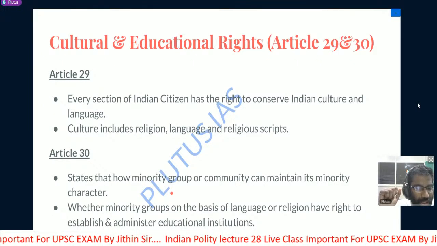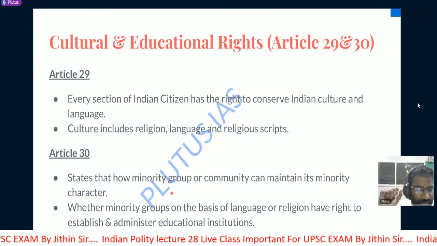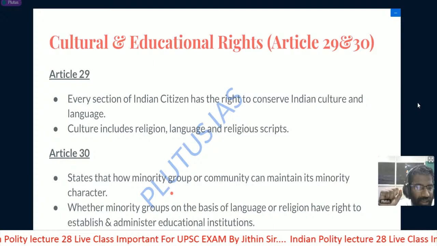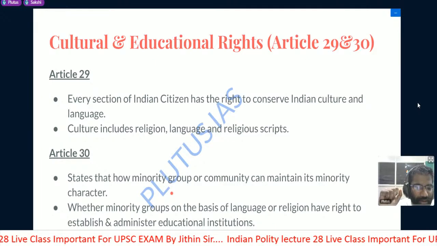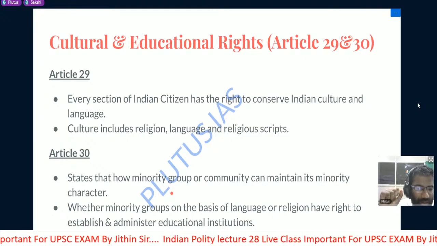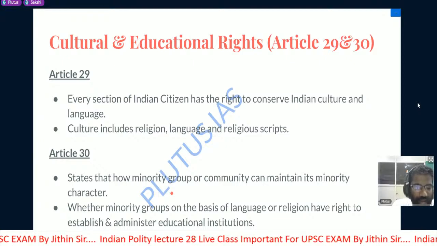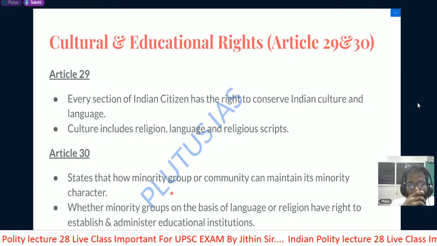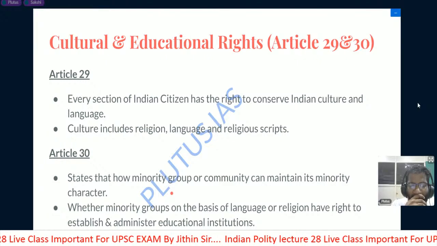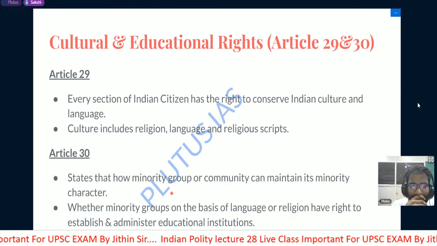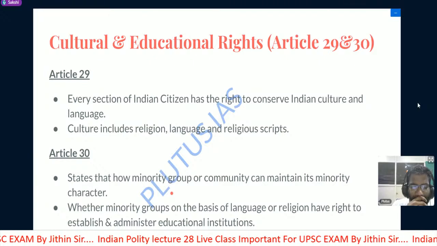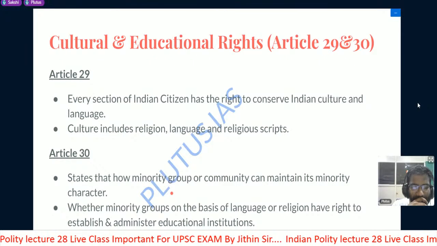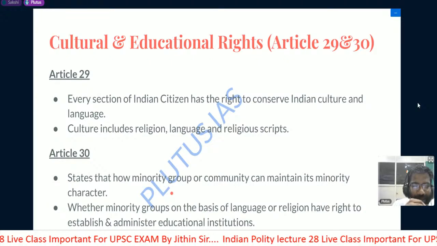Otherwise, Sakshi, tell me. Yes, sir. It's right to equality from Article 14 to 18, then right to freedom from Article 19 to 22, and third was right to exploitation, Article 23 and Article 24, then right to freedom of religion, Article 25, 26, 27, and 28. Now what we will do, 29 and 30.